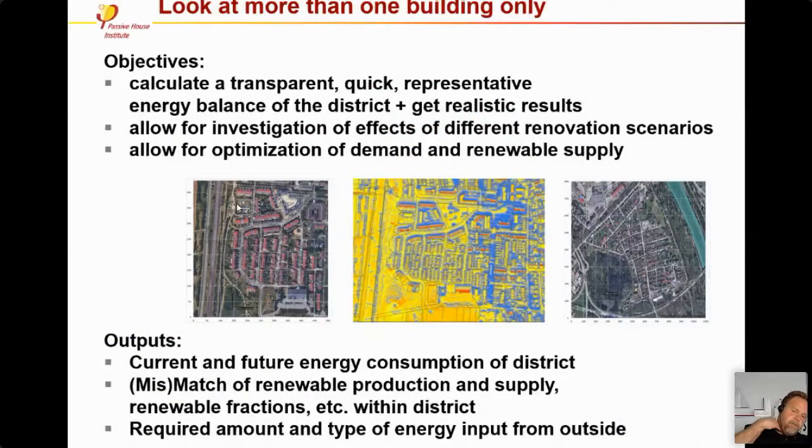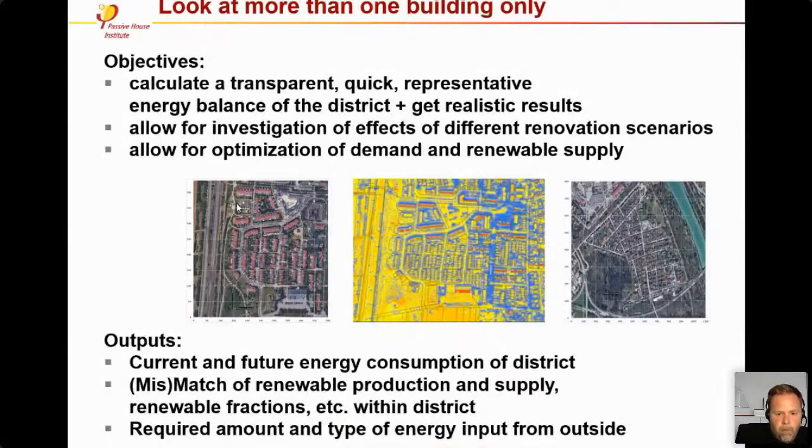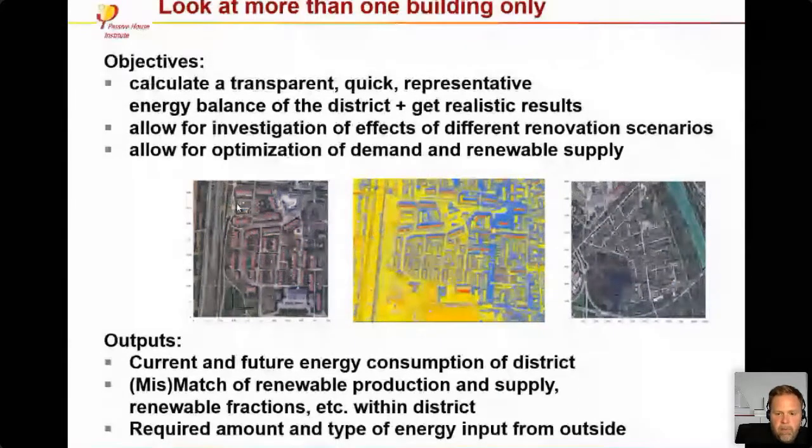What's the objective? We want to calculate quickly a representative energy balance of a district and get more or less realistic results. We want to investigate the effects of different improvement and renovation scenarios and also allow the optimization of the demand and the renewable supply. Whatever you could discuss for a district. Is it worth it to plaster every roof with PV, for instance, or is it more reasonable to insulate the buildings properly? We try to answer this with designPH.